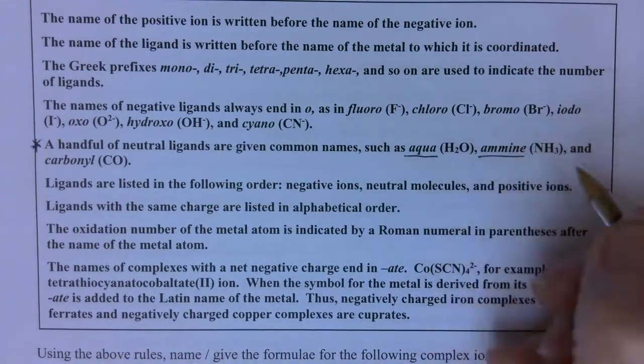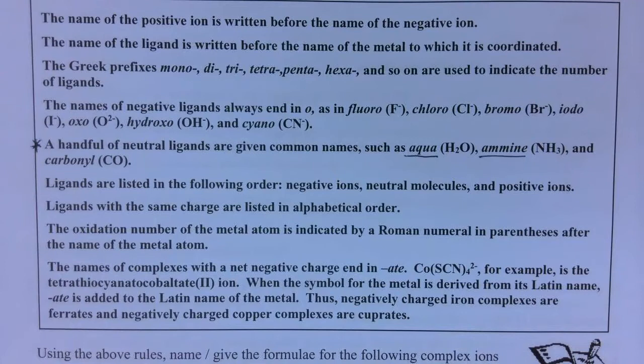Ammine, A-M-M-I-N-E, is ammonia. Notice this is different from amine, A-M-I-N-E, which is an amine molecule. Don't get those two muddled up. And carbonyl, which is CO. The negative ligands always end in O, such as fluoro, chloro, bromo, iodo, and so on. And we've got the prefixes mono, di, tri, and so on to indicate the number of each ligand.